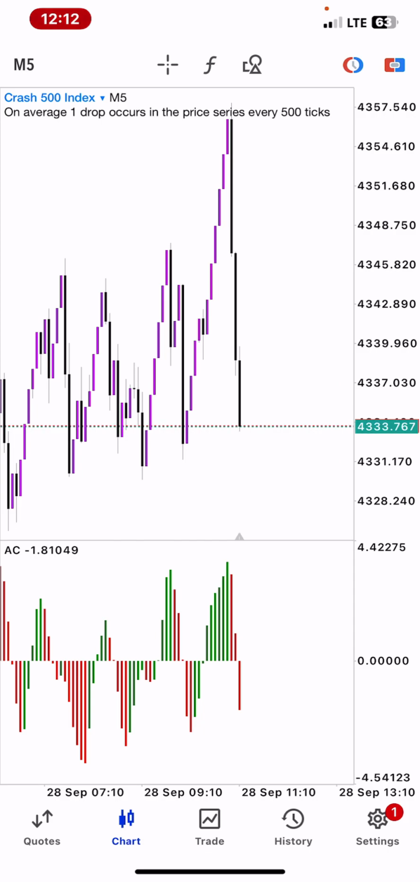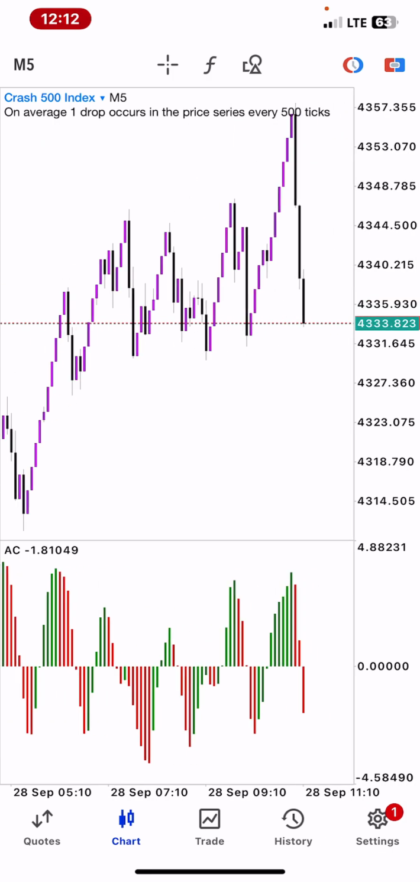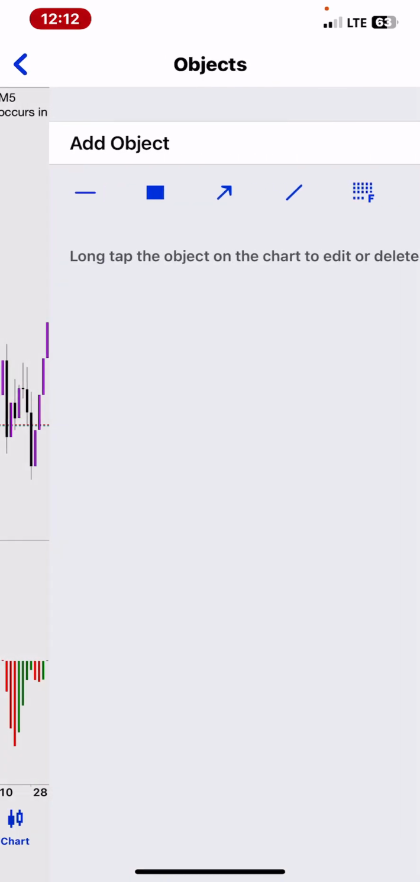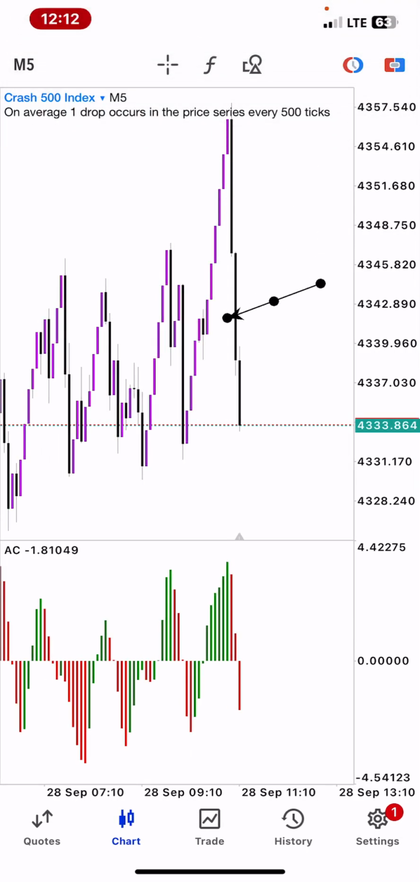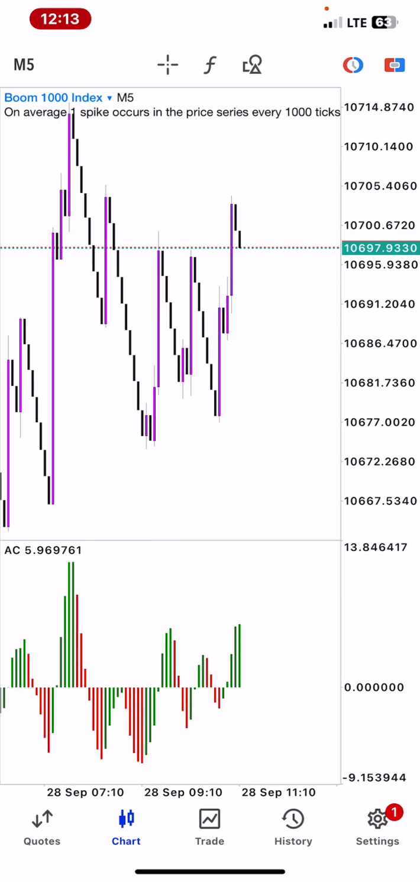So with time, you can see right now the spikes are just coming. The spikes are just so many. Just imagine how many spikes. 1, 2, 3, and there will be more spikes. Just watch out for this trade. And this is crash 500. Let me start from boom 1000. Let me start from boom, then from boom we'll go to crash.